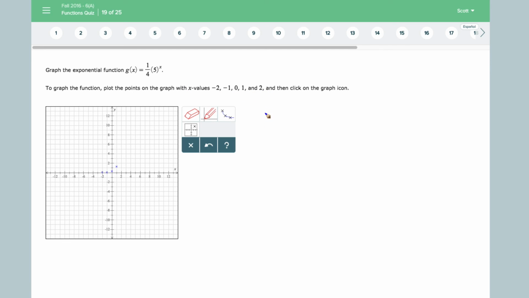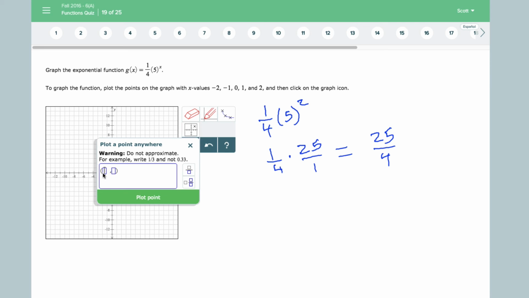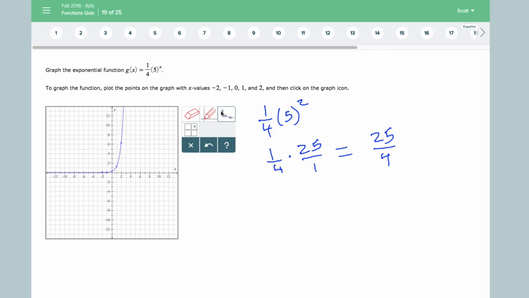When I do a 2, 1/4 times 5 squared. 5 squared is 25, so 1/4 times 25/1. That'll give me 25/4. So when I plot a 2, I get 25/4. There's my points. Draw the line. Good.